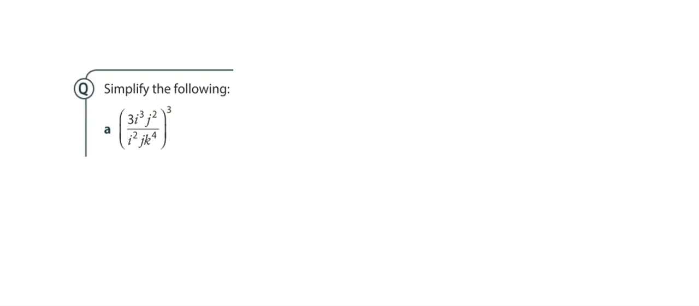Okay, so here's one of the examples in the textbook, so you can follow through what they say, but I thought I would go through this one with you. All right, so first of all, we've got a power outside of some brackets, and we've got a fraction. So what we know is that this 3 will be applied to all parts on the top and all parts underneath. So we've got to be careful that we identify everything.